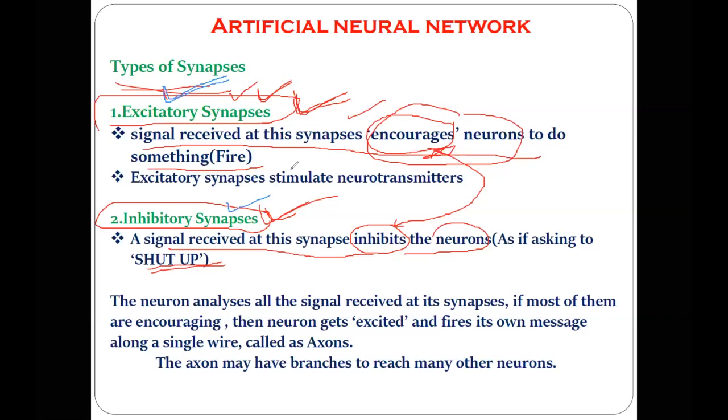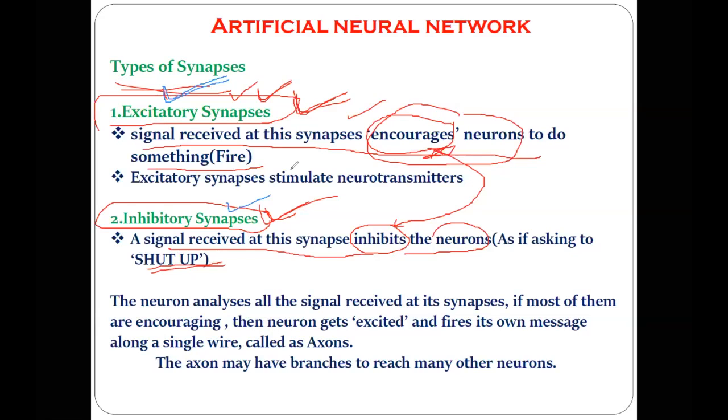Inhibitory synapses means what? The synapses which inhibit the neurons. Inhibit means what? विरोध करणे. Which tells your neurons, or which tells your brain, not to do that something. Yes or no? Yes, sir. They advise your brain not to do that. That is the inhibitory synapses.